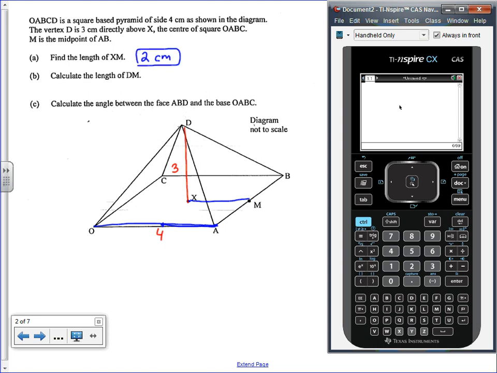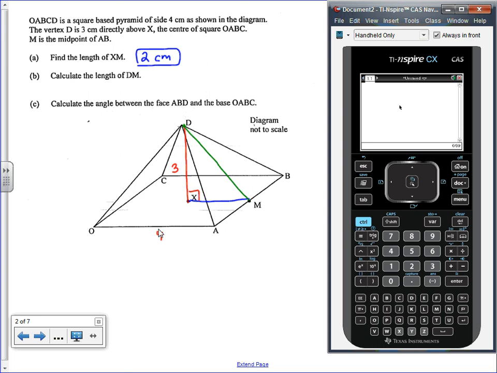Next part is to calculate the length of DM. The length of DM would go from the apex of the pyramid down to the center of one of the sides. And to calculate that, we can use the right triangle that we have drawn with the red, blue, and green line. Knowing that there's a right angle here because it's a right pyramid. To figure out the length of DM, that's the hypotenuse.